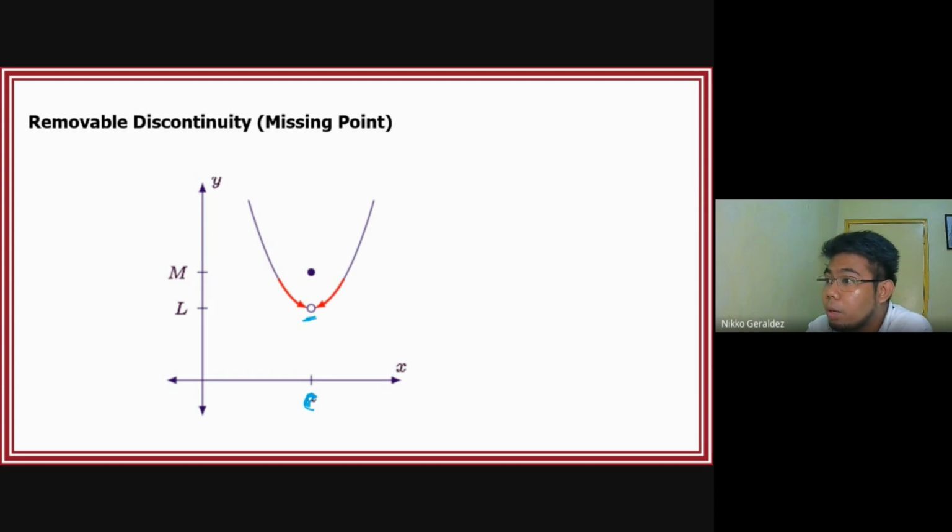Pero, tinawag siyang removable kasi pwede mo ma-remove yung discontinuity by adding additional point. Meron ka pang isang point, closed circle naman siya. Kaya pag tinanong ka, what is f of c? Meron kang isasagot. So, f of c exists for removable discontinuity. Laging may ganyan: merong open circle, then merong additional point. So, masasatisfy mo ang f of c kasi meron kang new point.